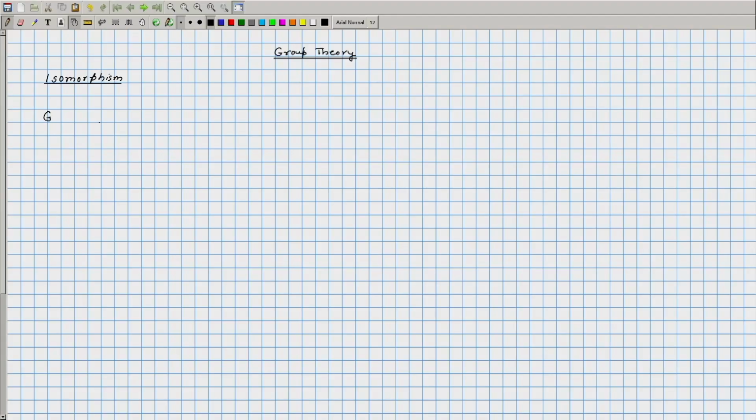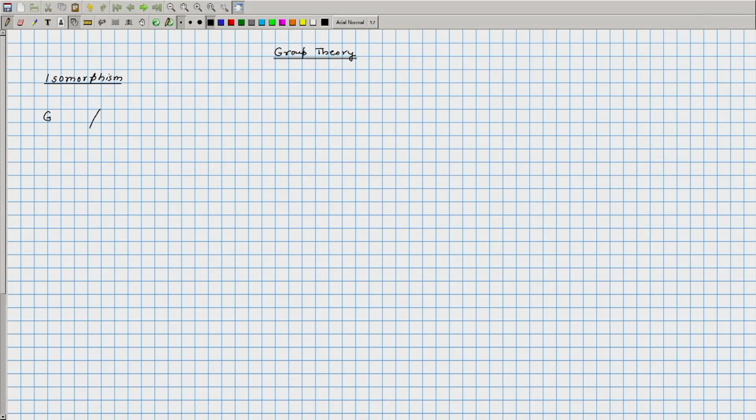Last lecture we were studying isomorphism of groups. We will do one more example of isomorphism. The first group G that we consider will be the symmetries of the equilateral triangle. So, consider the equilateral triangle in a plane. Let's just name the vertices as A, B and C.